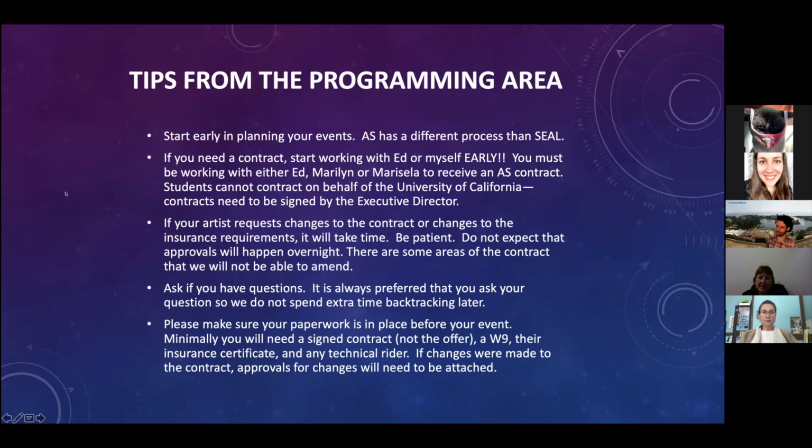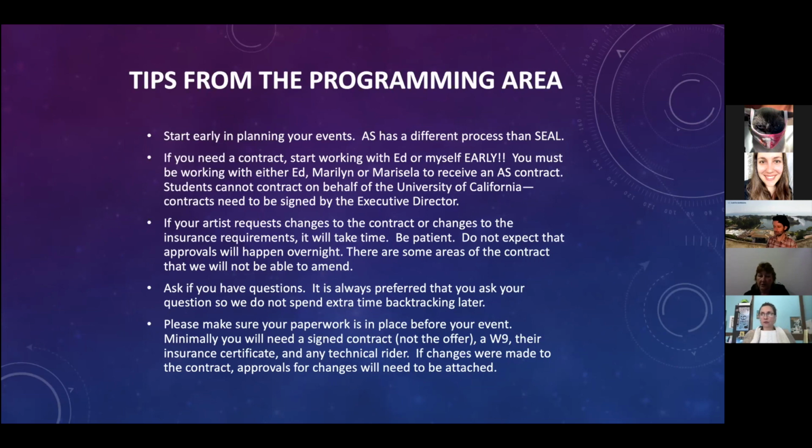So tips from the programming area: start early in planning your events. The AS process is different than SEAL, which is Student Engagement and Leadership. It used to be the Office of Student Life. Our process is different. So if you were a part of a student club and you knew the process over at the Office of Student Life or SEAL to go through the 360 planning process, we have a different process. So you need to make sure that you're following our process and not that from SEAL.